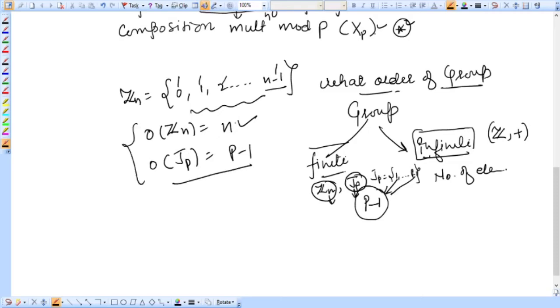So this was all about the order of a group, right? Now one more thing: order is represented by O, writing O and the set in brackets, or secondly, you can write the group in a bar like this. If you write the symbol of the group in a bar, the order is also represented by this, okay, fine.